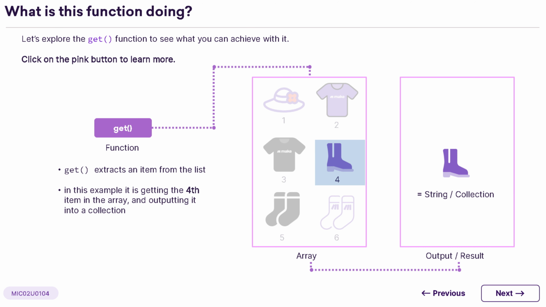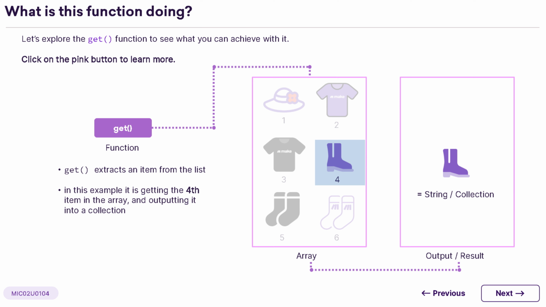Let's delve into what the Get function is doing in this context. Imagine you have a list containing multiple items, like a shopping list. Sometimes you want to pick just one item from that list. That's where the Get function comes into play. It skillfully extracts a specific item, much like selecting the exact product you want from a shelf. In the example shown here, the Get function is targeting the fourth item within an array.